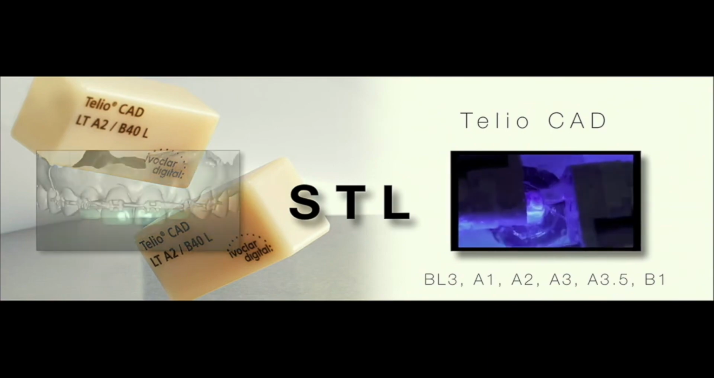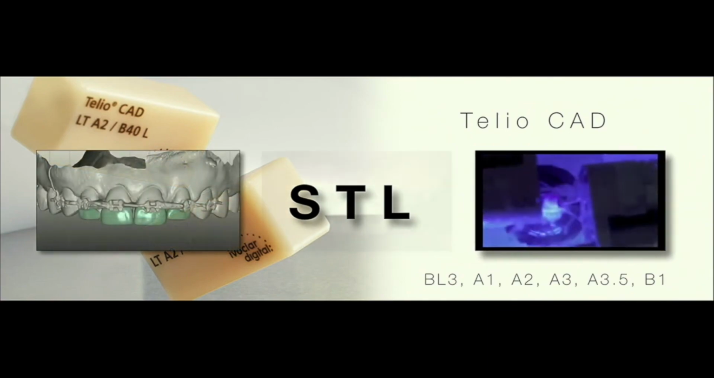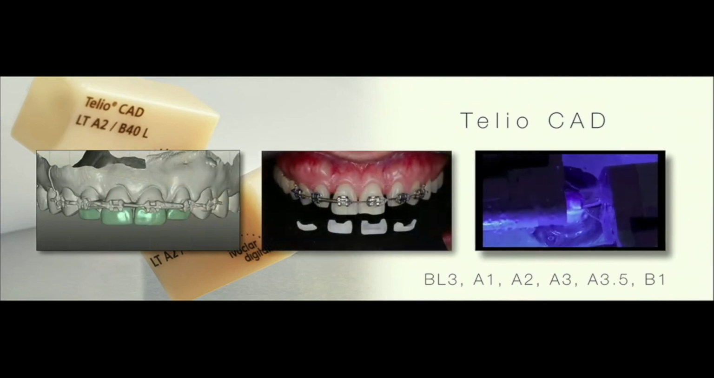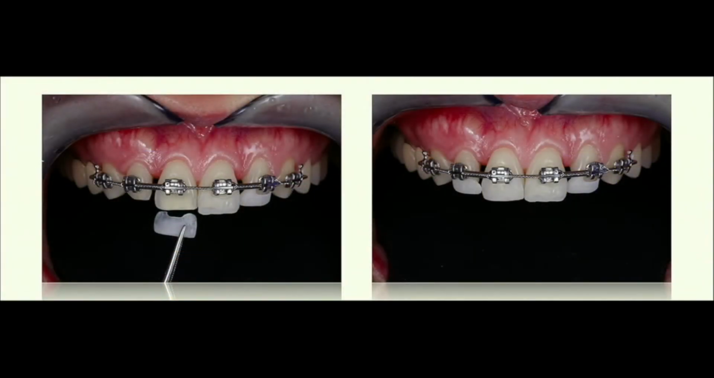Here I'm using the Telio. This is the STL file. These are the milled, say, prepless veneers. Why do I need it now? Because I want to think about how to continue with my orthodontist.